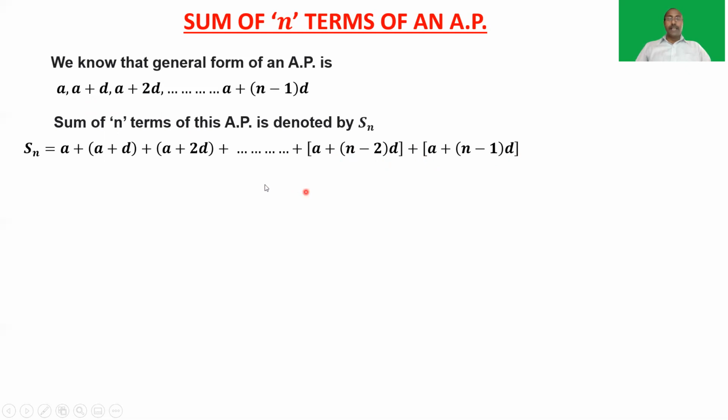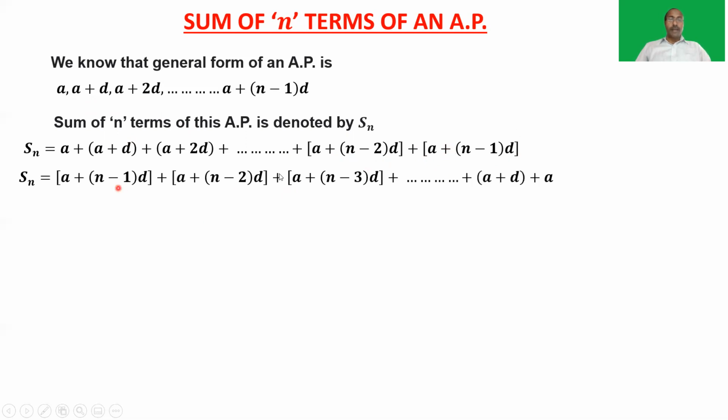And by writing these terms in reverse order, we get Sn is equal to, from the last, a plus (n minus 1) into d, a plus (n minus 2) into d, and before that a plus (n minus 3) into d, and the last term is the first term from the first row, that is a, and the last but one is a plus d, like that.